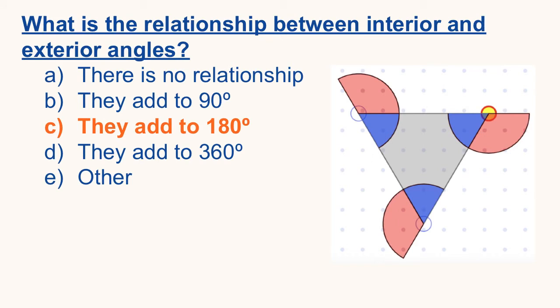Interior and exterior angles add up to 180. The reason is that they make a straight line. So in all 3 of these examples, you can see they make a straight line, and we know that straight lines add to 180.